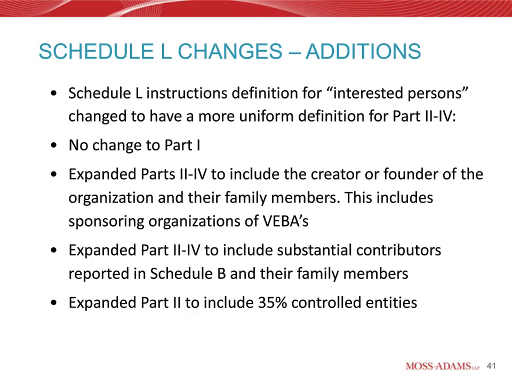They've also expanded Part 2 through 4 to include substantial contributors reported in Schedule B and their family members. So now you can see how Schedule A and Schedule B and now Schedule L kind of interlink better than what they've done in the past. And they all kind of flow into each other. And then lastly, expanded Part 2 to include 35% controlled entities.